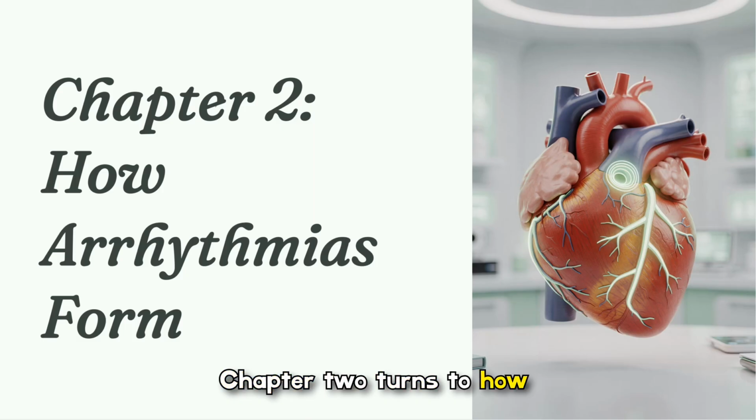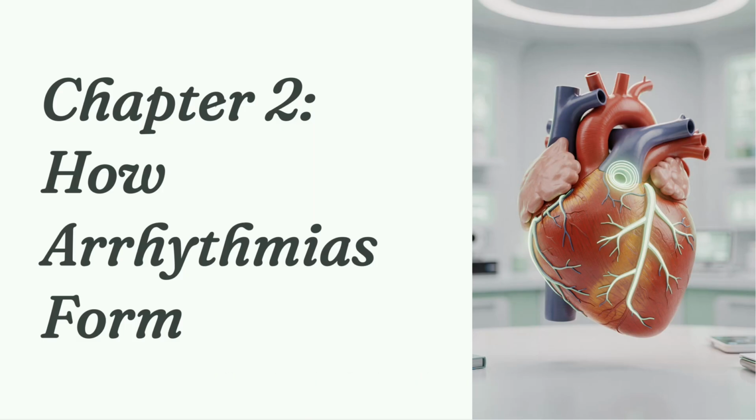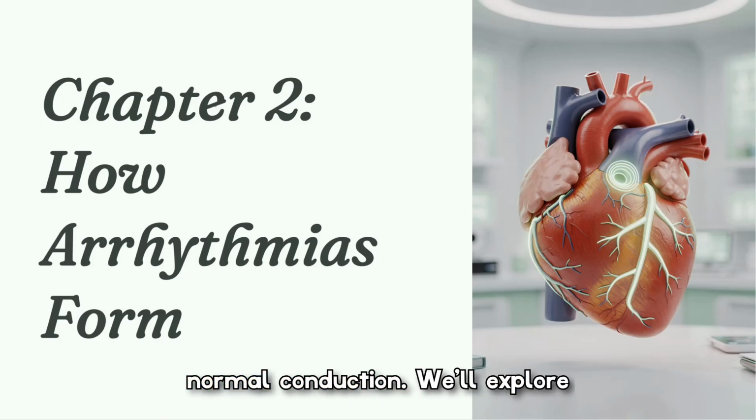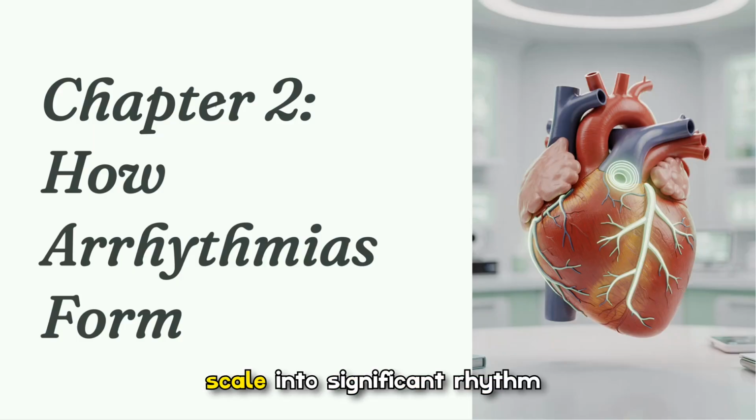Chapter 2 turns to how arrhythmias actually form, focusing on the electrical disturbances that disrupt normal conduction. We'll explore the main mechanisms and see how small cellular changes can scale into significant rhythm problems, setting the stage for more detailed examples in the following slides.